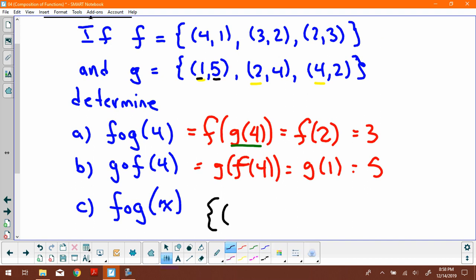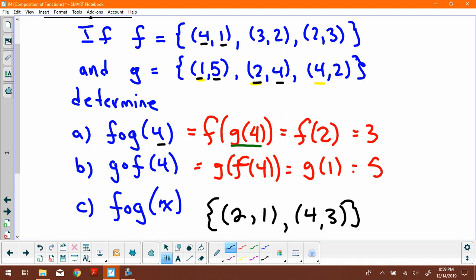Our next thing in the domain is 2. So let's try that. When I plug in 2 for g, I would get 4. And then I look for 4 in f, and it becomes 1. So the point 2, 1 is in f of g of x. And finally, for my last input value, 4, well, we did that already. We did f of g of 4 up here. So 4 and 3.